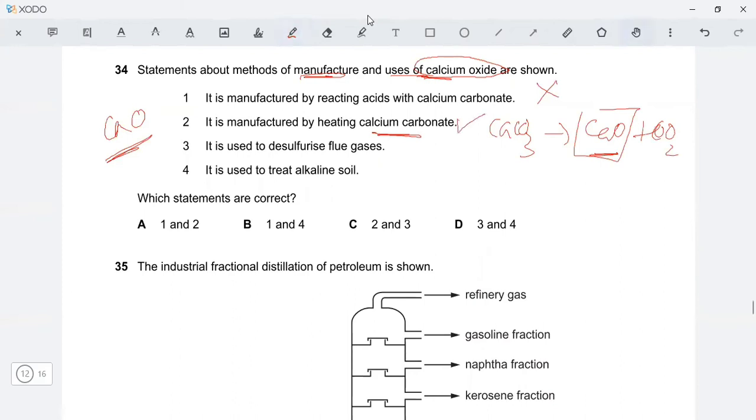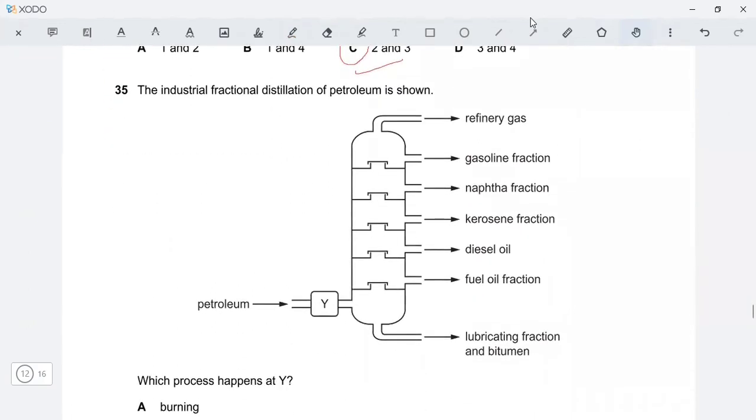Okay, third one, it is used to desulfurize flue gases. This also seems to be a correct statement. It is used to treat alkaline soil. Okay, so which answer is going to be correct? Can you tell me the correct answer for the question? 2 and 3 are correct, and 4 is wrong. So 2, 3 is correct. Where do you find option 2 and 3? 2 and 3 is here. Okay. So calcium oxide can be used to desulfurize flue gases, and it can be formed by heating. Simple.